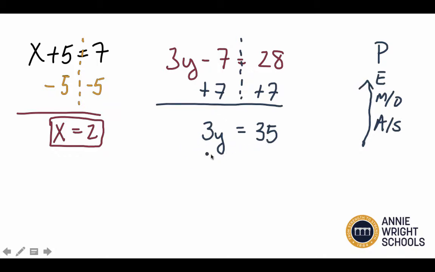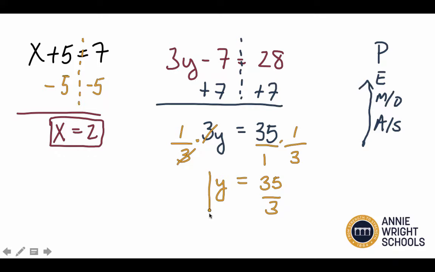Now I'm multiplying y by 3, so I'm going to undo multiplying by dividing. But remember, dividing is the same as multiplying by the reciprocal. So instead of dividing by 3, I'm actually going to multiply by 1/3. The 3's cancel. I'm left with a y. That's why I did it. I wanted to get y by itself. Here I get 35 over 1 times 1 over 3. There's no common factors, so the final answer is 35 over 3, and I'm done.